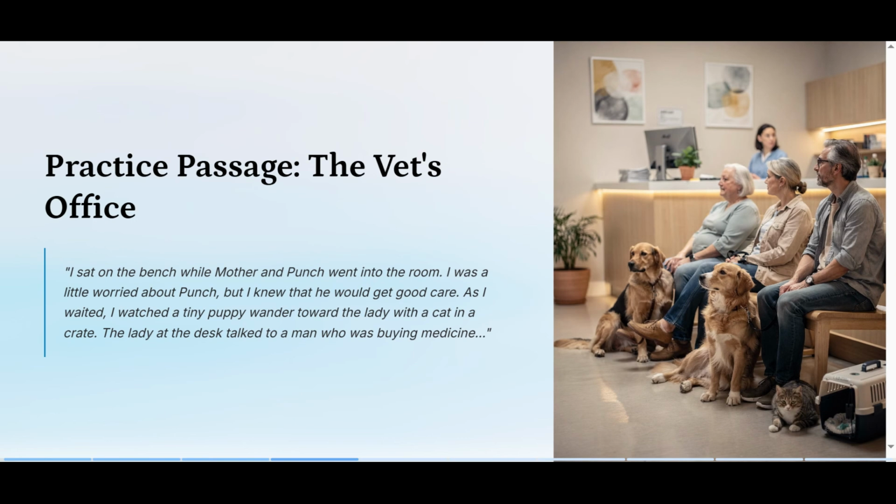Let's get right into it. So here's your first practice passage. This is called The Vet's Office.